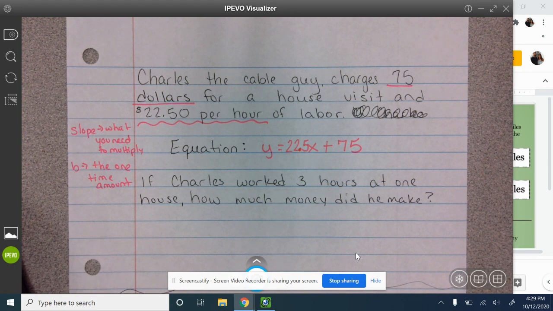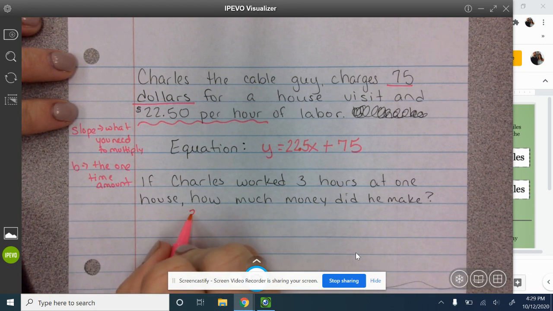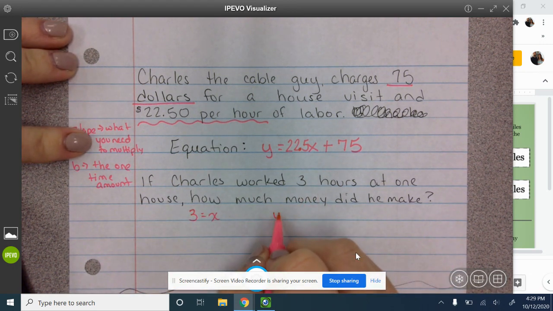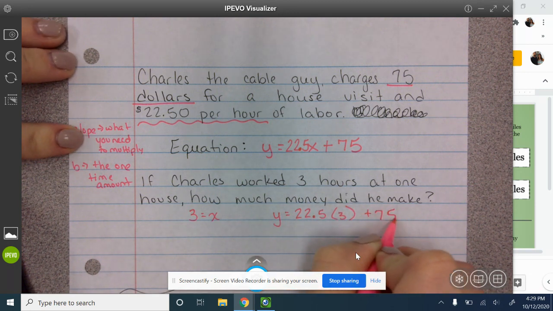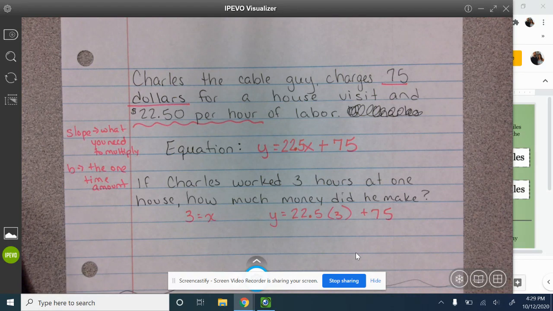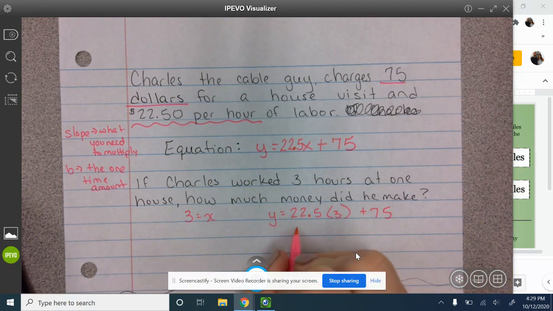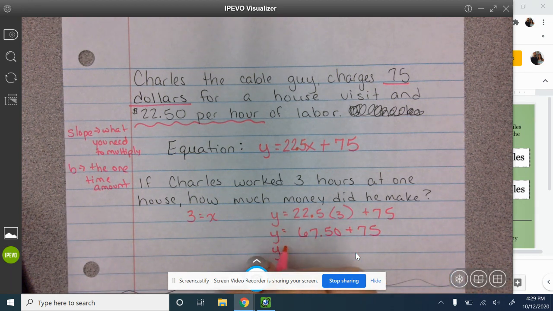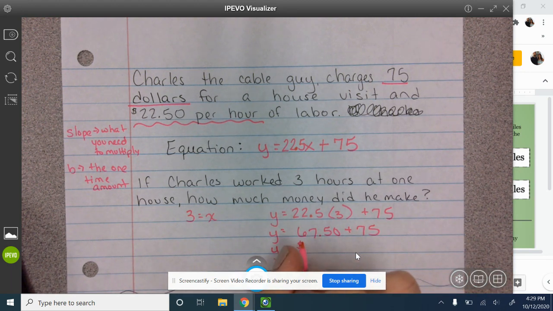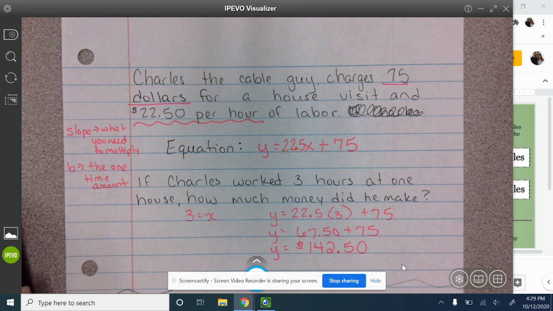The second part of the question says, if Charles works 3 hours at one house, how much money did he make? Well, that 3 is your x value. So you're going to go back to your equation, $22.50 times 3, and then add 75 to it. Now I will do that multiplying for you. $22.50 times 3 is $67.50, and we're going to add 75. So $67.50 plus 75 is $142.50. That is how much he made from that one house visit for 3 hours.